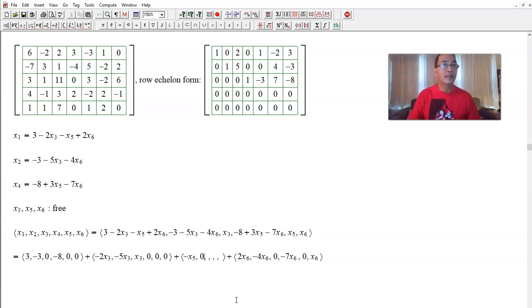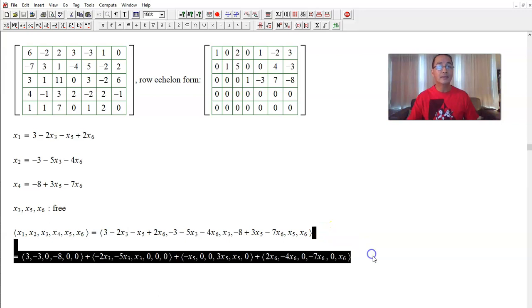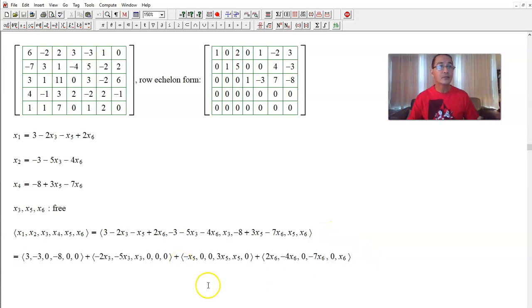So we have 0 x5 in the second component. x3 is a free variable, which is not x5. In the fourth component, we have 3x5. And then in the fifth component, that's where x5 goes. And x6 is 0. Okay, so that's great. But we're going to go, of course, one more step. We are going to factor out three variables from these three vectors.